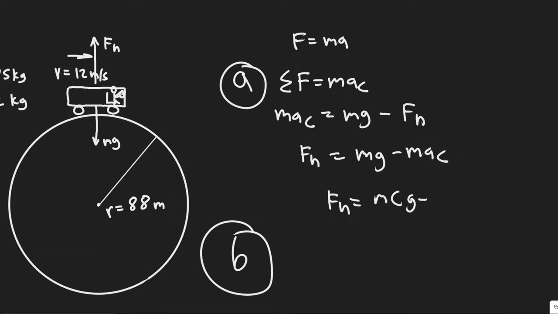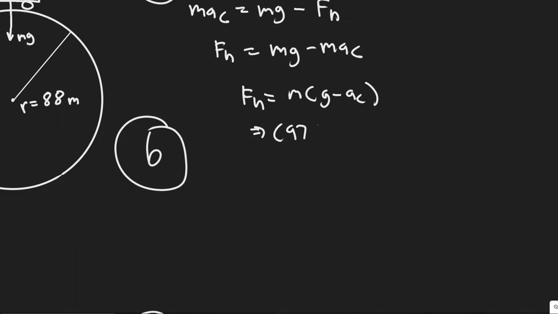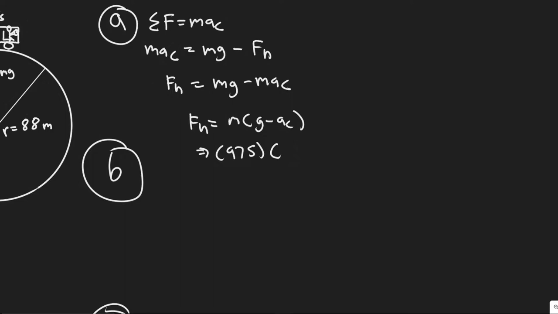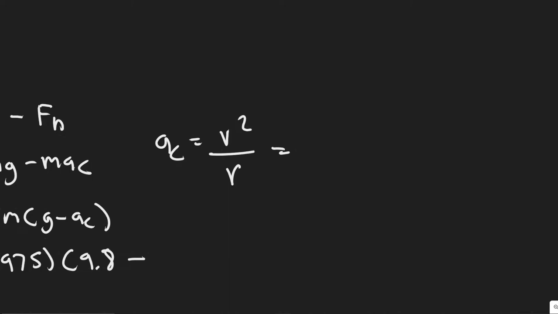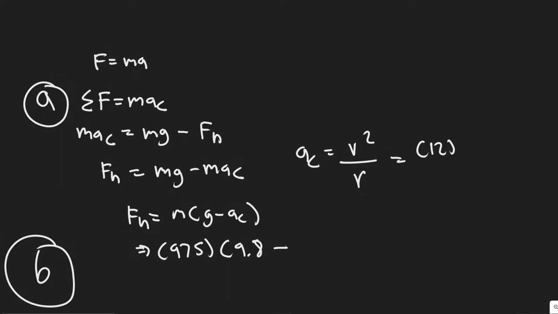So doing this now, the mass was 975, I believe. And then g is 9.8. And then we have to find a sub c. So a sub c is the centripetal acceleration. And this right here is equal to v squared over r. So this is the formula for the centripetal acceleration. So what is our linear velocity or tangential velocity? It is 12 meters per second. And then what is the radius? So our radius here is 88 meters.